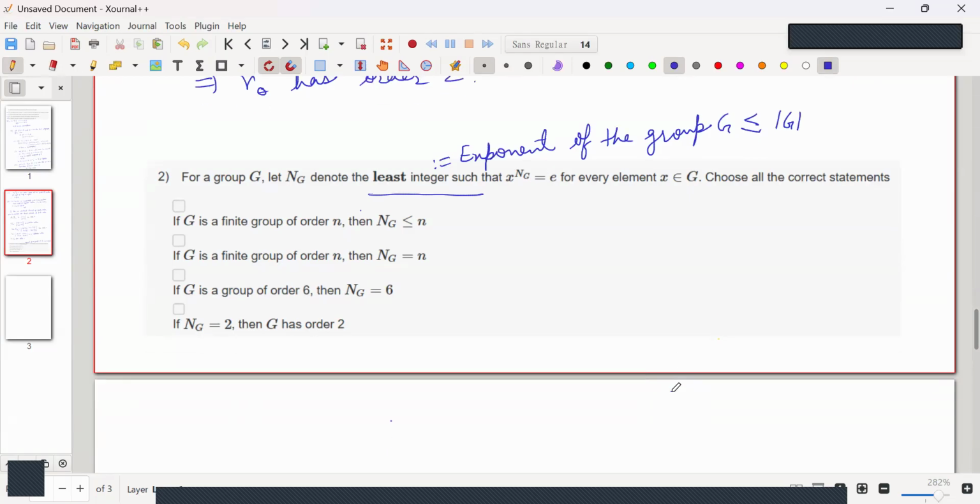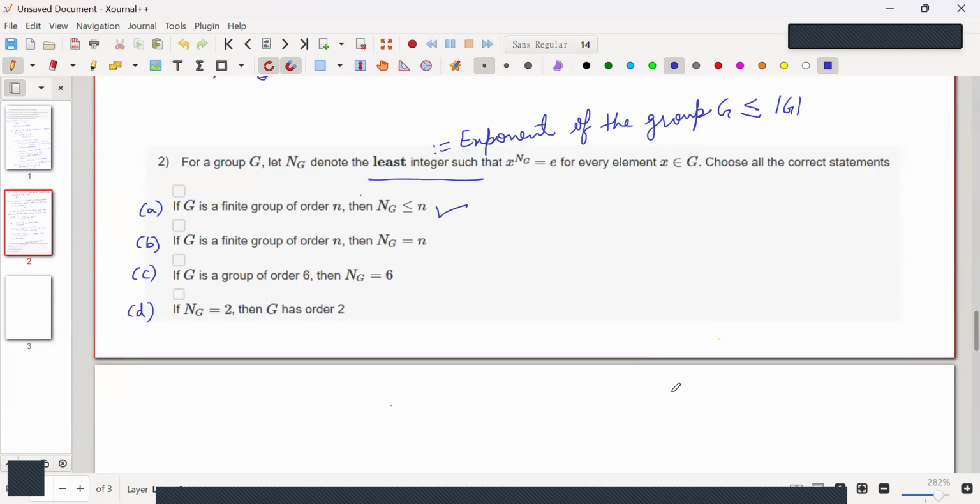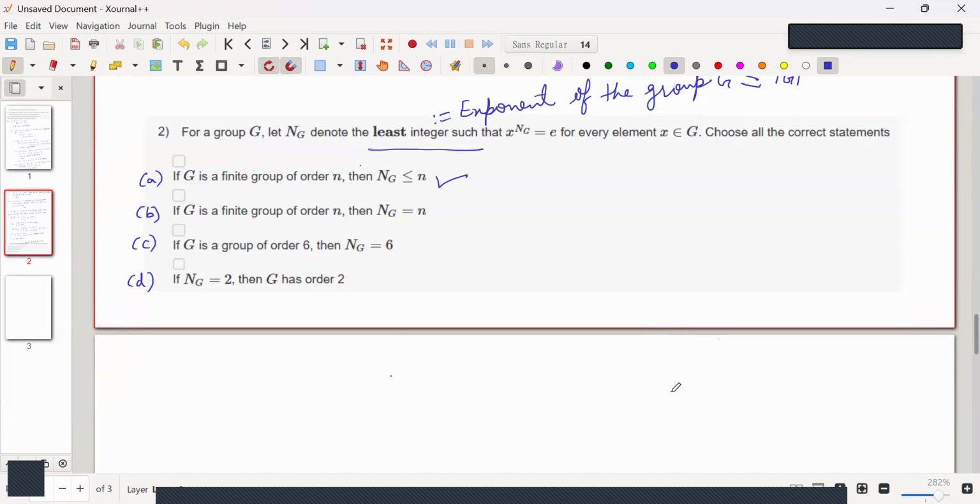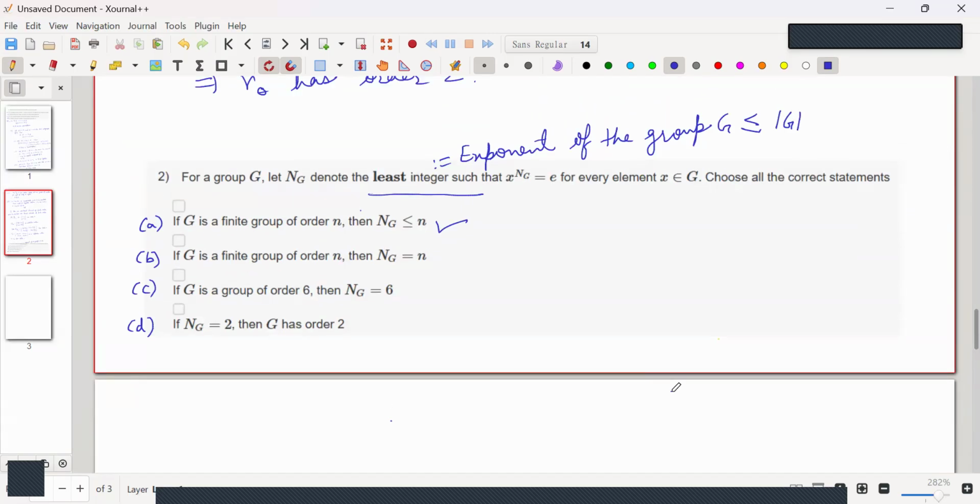So what about the first option? G is a finite group of order n, and then N_G is less than or equal to n. So this is just what I said. This has to be true. Do you know why it is? We have already seen that x raised to the order of G is identity, right? And it is the least integer which is satisfying this property. So that should be the case.